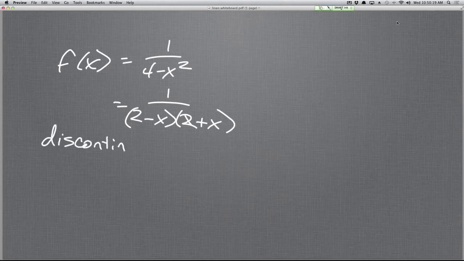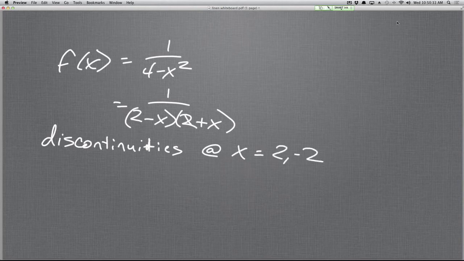Is there any way we can abbreviate that? No, because I don't know how to spell it consistently. Is that a 2 plus x? Yes. Okay, I have discontinuities at x equals 2 and negative 2.